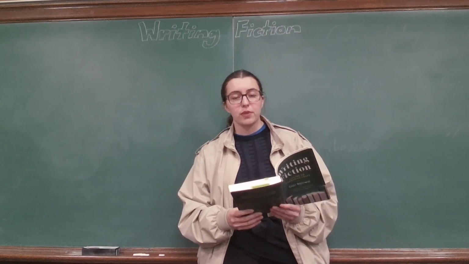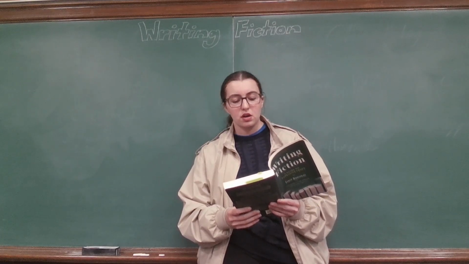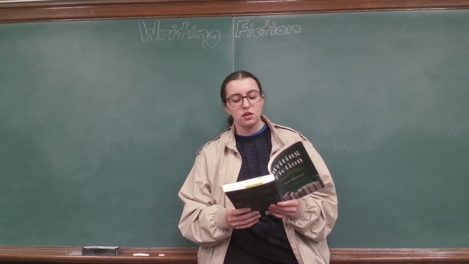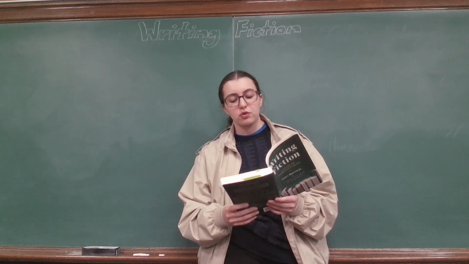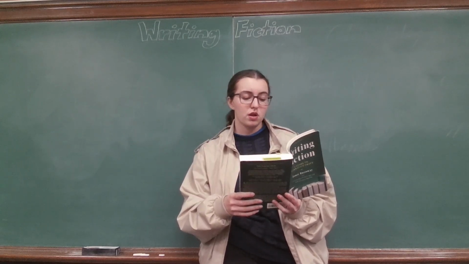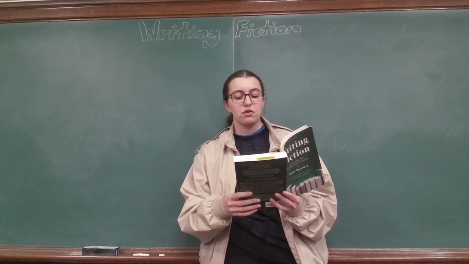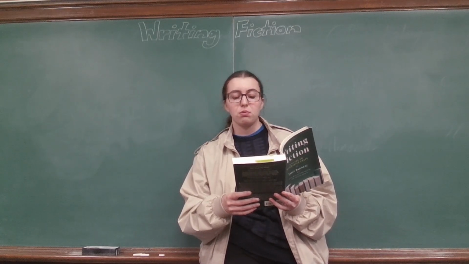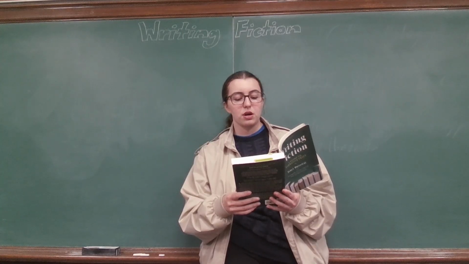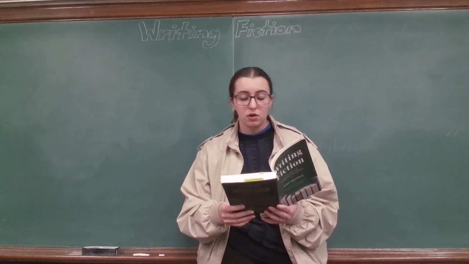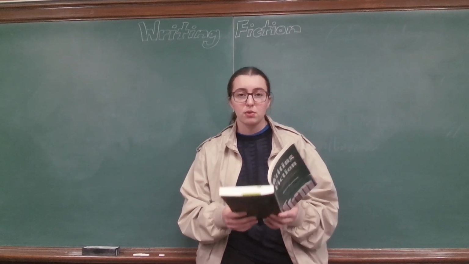So chapter 1 is the writing process. Chapter 2 is showing and telling. Chapter 3 is characterization part 1. Chapter 4 is characterization part 2. And then chapter 5 is fictional setting. 6 is plot and structure. 7 is point of view. 8 is comparison. And finally, chapter 9 is revision and theme.